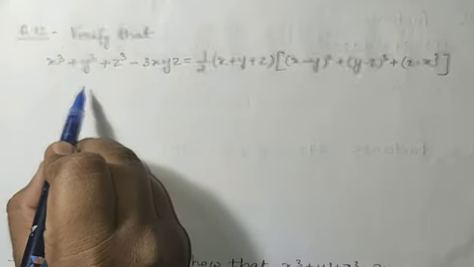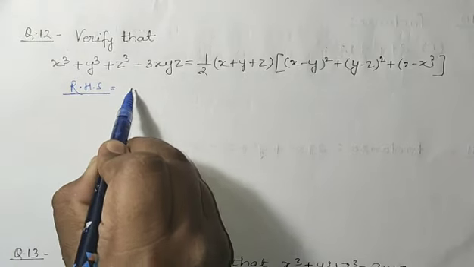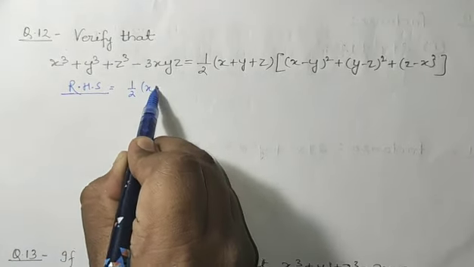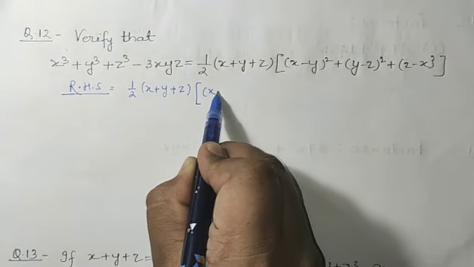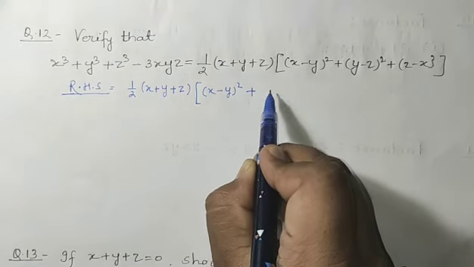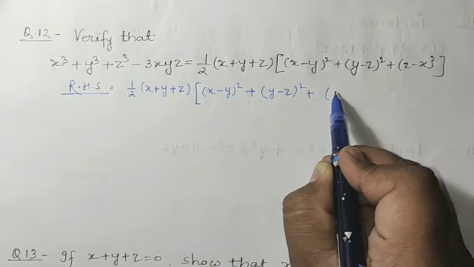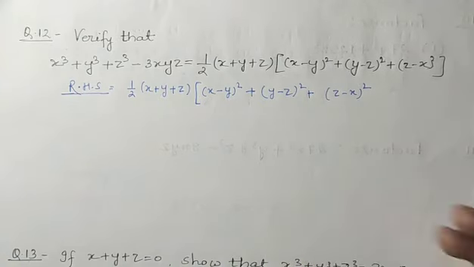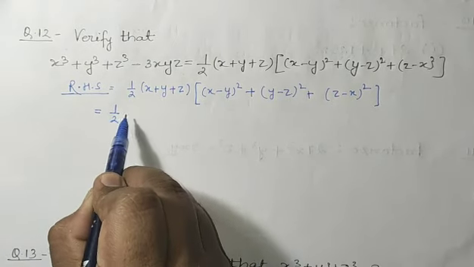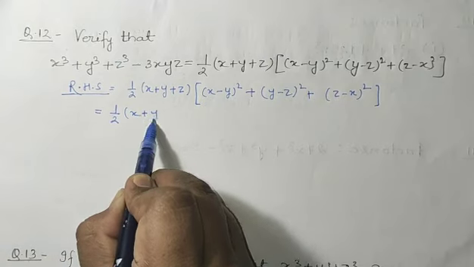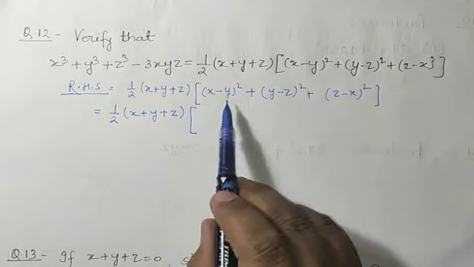See students, we will solve the right hand side. The right hand side is given as half (x plus y plus z), and in the second bracket the square of (x minus y) plus the square of (y minus z) plus the square of (z minus x). Now we will simplify this step. We will write half (x plus y plus z), and now in this bracket we will expand each bracket.